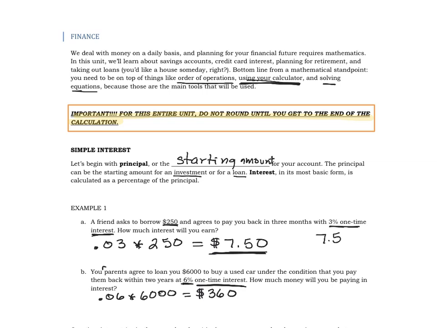So I want to make a special note. In example 1, A and B, this is interest only. In other words, you are going to have to pay that money back, all of it. But this is the extra fee that you are paying to borrow that money.